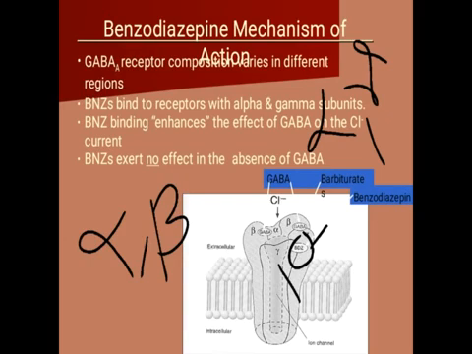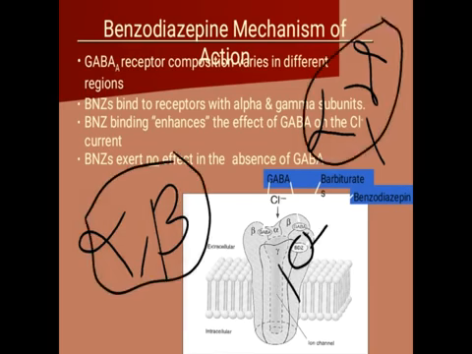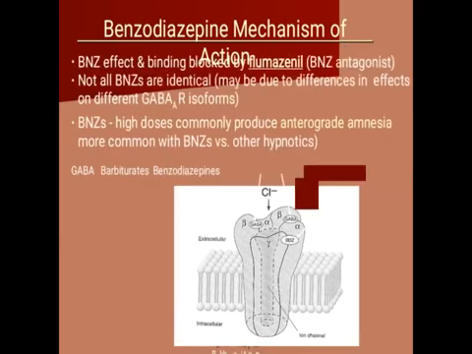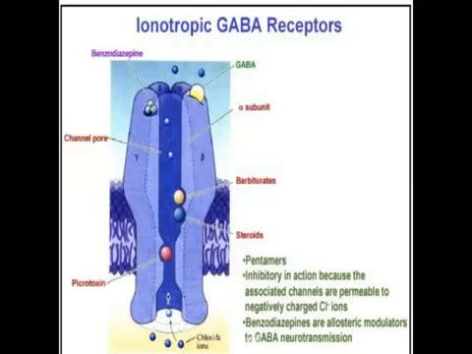Next part, barbiturate binds to the alpha beta subunit, benzodiazepam binds to the alpha gamma subunit. So in this way we can say the mechanism of action for sedative hypnotic drugs such as barbiturates and benzodiazepam. Barbiturate is not there in your syllabus regarding the sedative hypnotics, but you should know the difference in mechanism of action between barbiturates and benzodiazepam. So this is the structure of the GABA receptor.